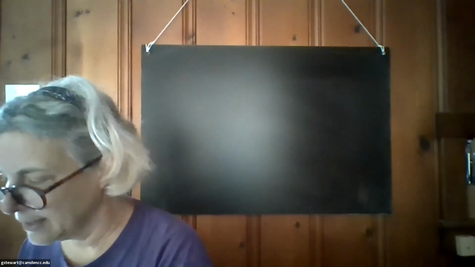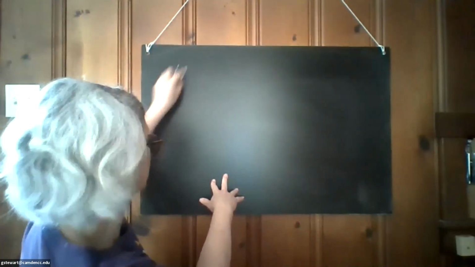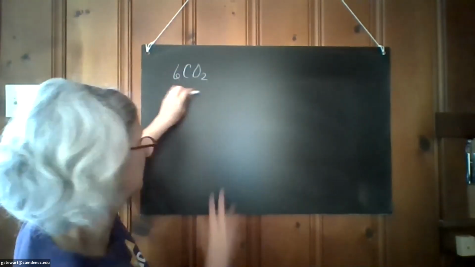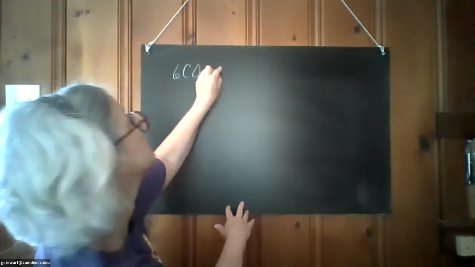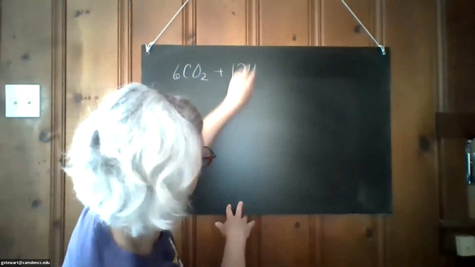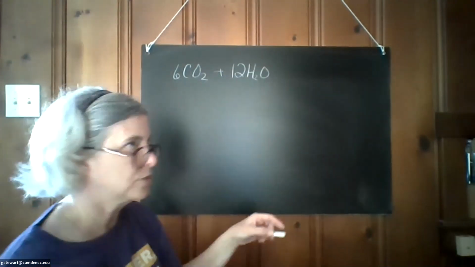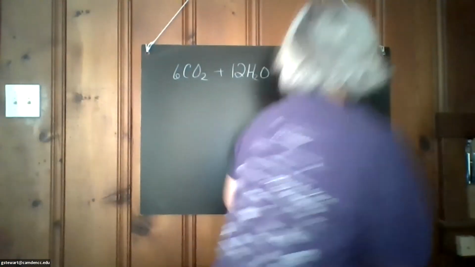I think it's pretty generic, but I'll just write it out anyway. So 6 carbon dioxides, and we're going to need 6 of them because glucose has 6 carbons, plus 12 water molecules, because we're going to use some and we're going to regenerate some, plus light energy.